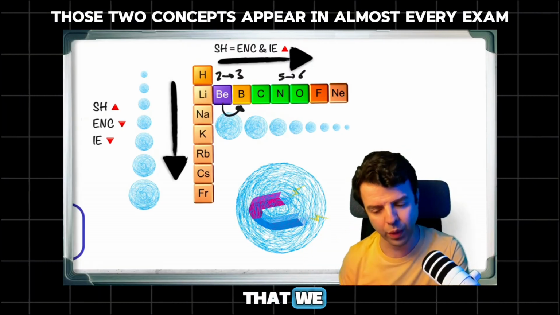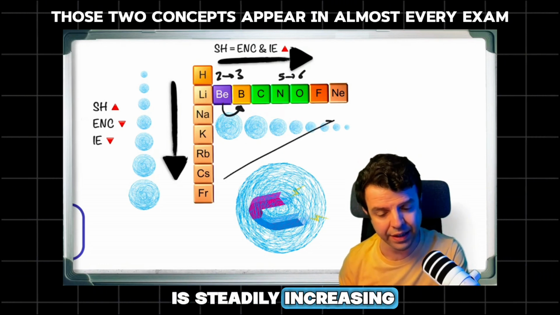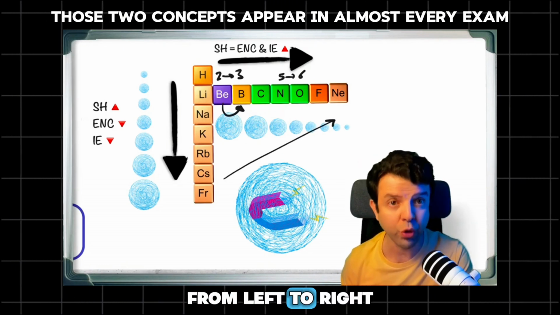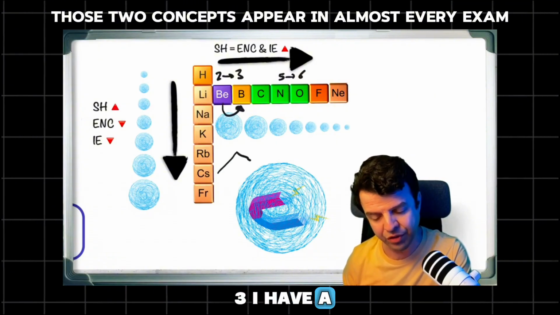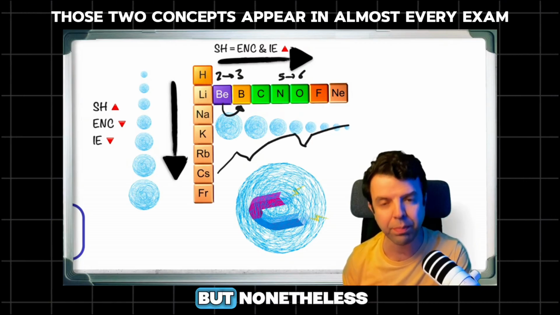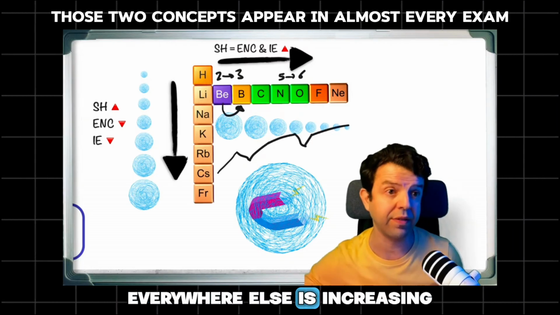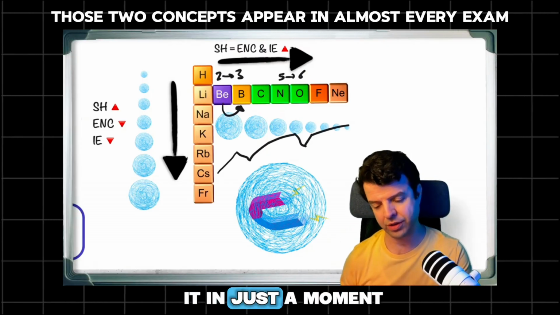Just keep in mind that we continuously increase. IE is steadily increasing from left to right, with the exception of going from group 2 to 3, where I have a small dip. And when I'm going from group 5 to 6, I have another small dip, but nonetheless, everywhere else is increasing. Why does this happen? I'll tell you about it in just a moment.